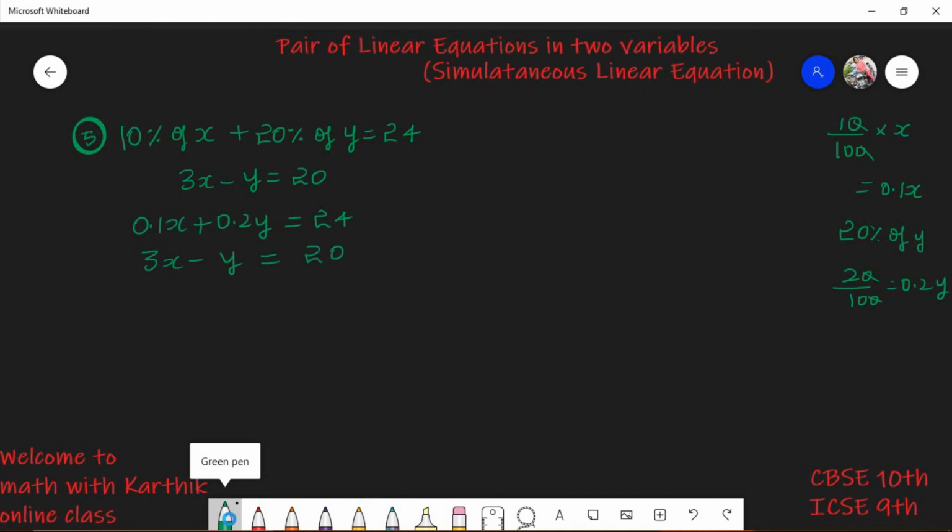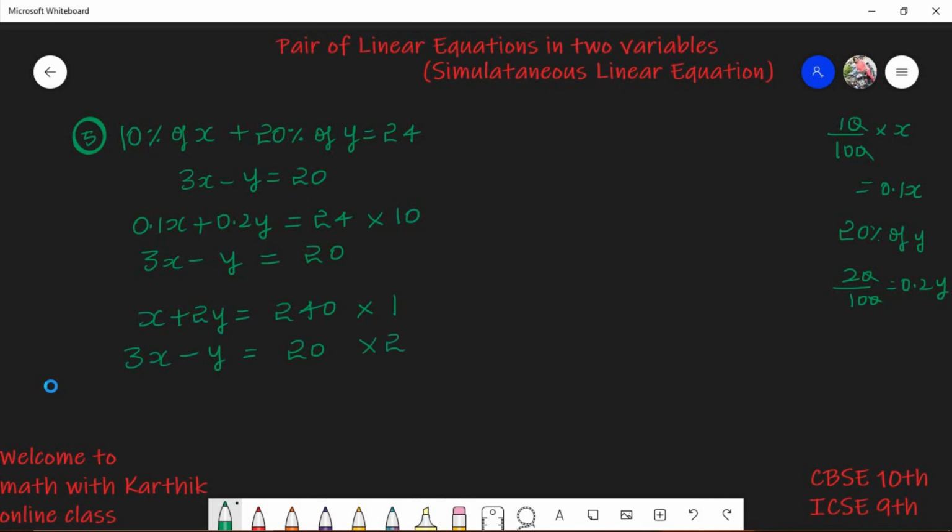I have discussed earlier that whenever you have decimals, you need to multiply the equation with either 10 or 100 based on the digits after the point. So here, after the point 1 digit is there, so you multiply with 10. So this equation becomes x plus 2y will be equal to 240, and the second equation write it as it is, that is 3x minus y is equal to 20. Now I'll multiply this equation with 1, that is the coefficient of this, and I'll multiply this equation with 2, that is the coefficient of this.